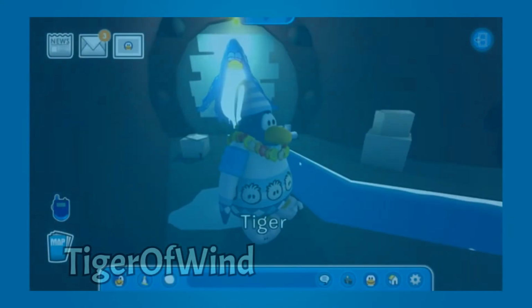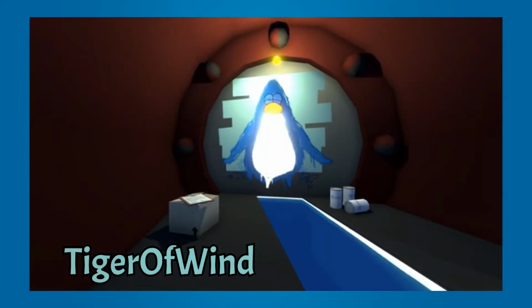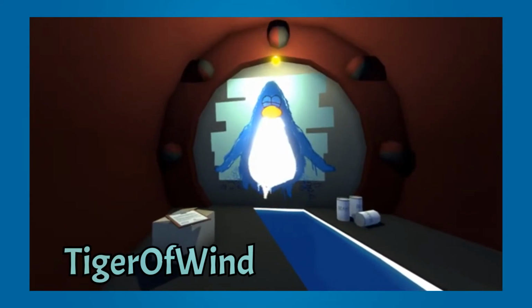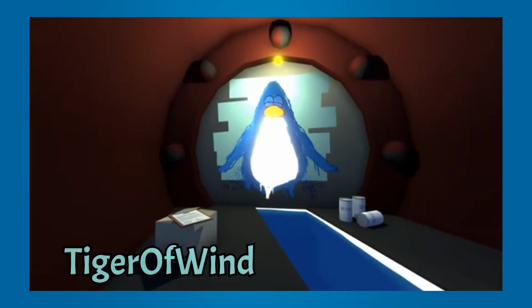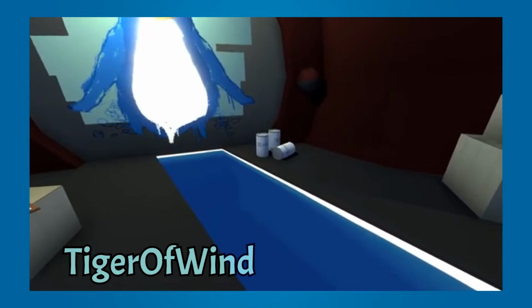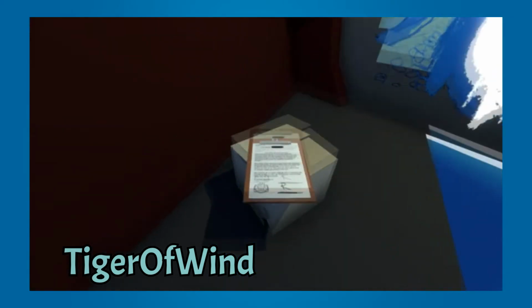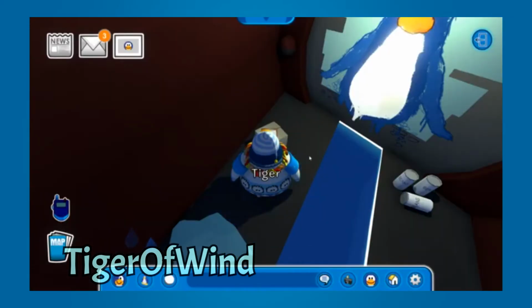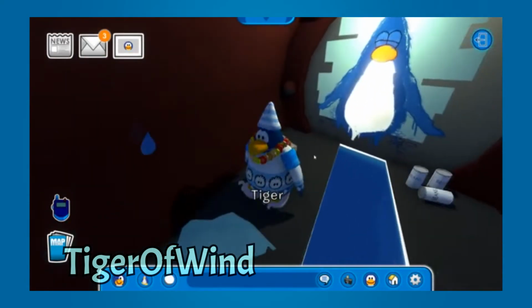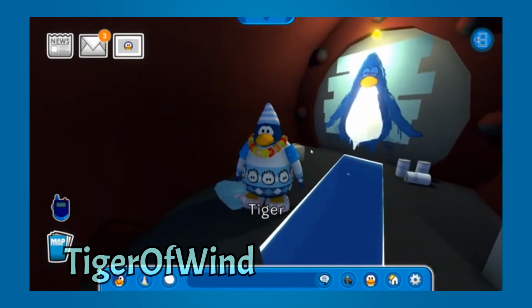Clues around the pipe system, and I just found this. So there is some sort of image on the wall of a penguin floating with its eyes closed. Maybe it is meditating or something, I have no idea. There are also some cans of beans over there for some reason, and there is this thing over here that I'm pretty sure, yes, we can pick up. Alright, so I guess this is the clue that we were looking for.